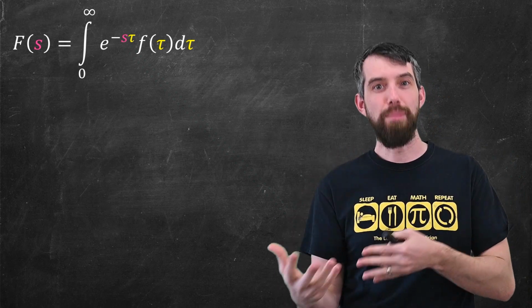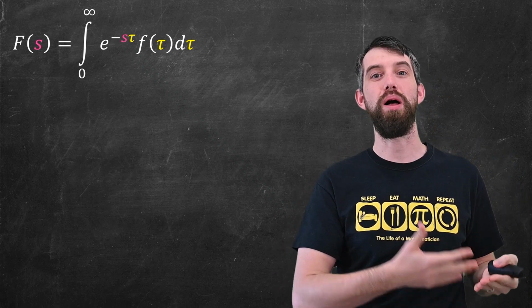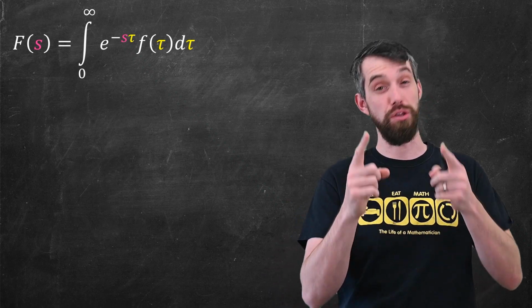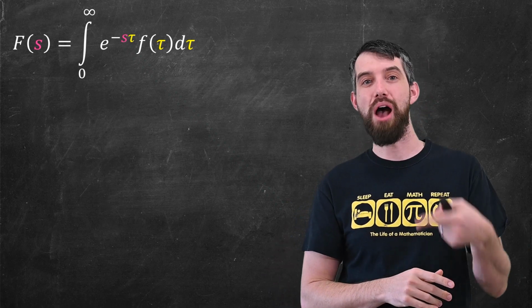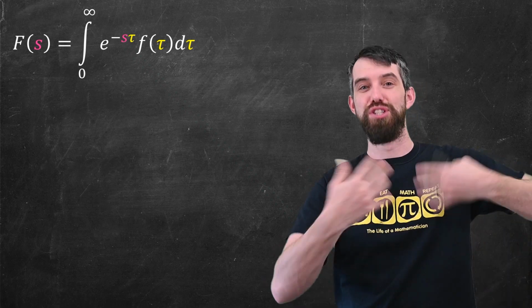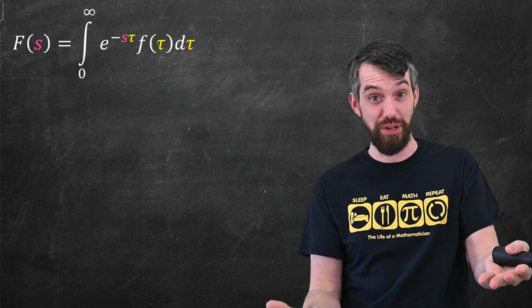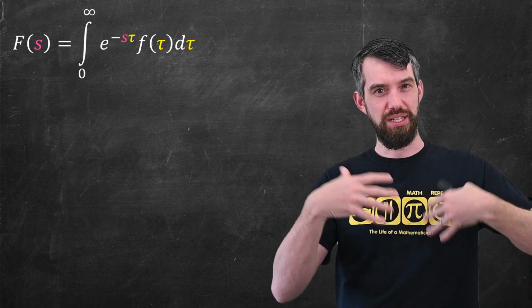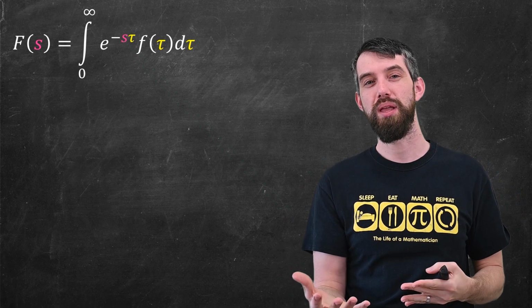Once again, the capital F of s is defined to be the integral from 0 up to infinity of e to the minus s tau, f of tau d tau. Tau is just a dummy variable. We often use t here, but I'm going to do a change of variables, so I'm leaving it by a different dummy variable named tau in this case. Anyways, that's the definition of the Laplace transform.